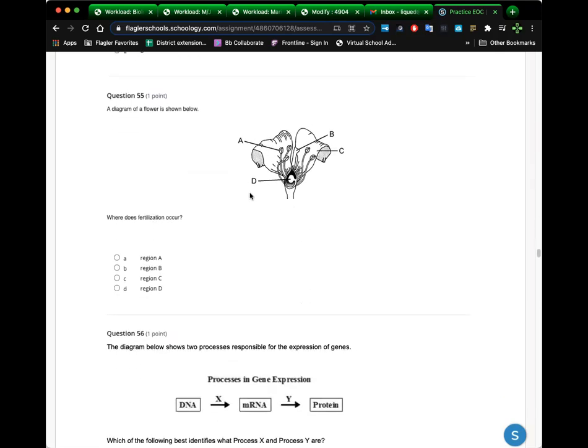Fertilization occurs. So pollen's here, a bee comes in or whatever, rubs pollen off on it, goes to another flower. And then this part is sticky. So the stigma is sticky, the pollen will then go down here. Fertilization occurs down here in D, which is the ovary and the eggs.